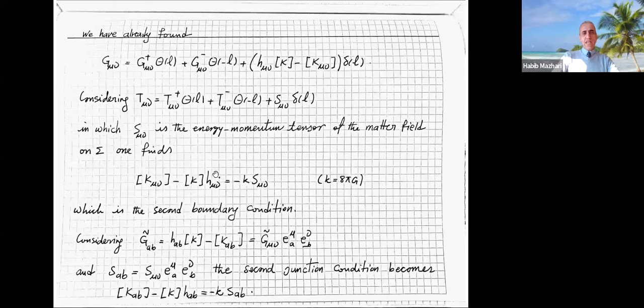So T_μν has three parts actually: one inside M plus, one inside M minus, and also we have S_μν on the surface between the two incomplete bulks. If you put G_μν forward and equate it with T_μν in the form we said, we get the equation called the second junction condition: K_μν minus K times h_μν equals minus κ S_μν.